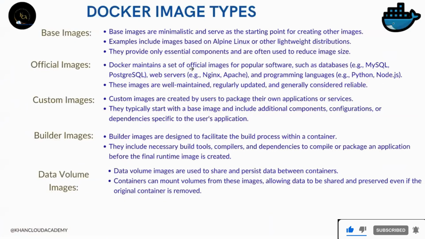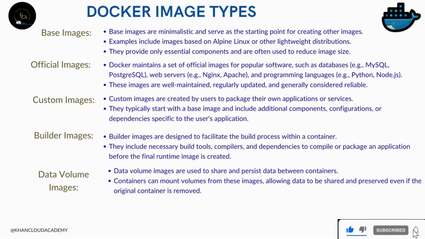Okay, so let's move to custom images. Custom images are created by users to package their own applications or services. They typically start with a base image and include additional components, configuration, or dependencies specific to the user. So whenever you're using a Dockerfile, you are actually creating a custom image, right?